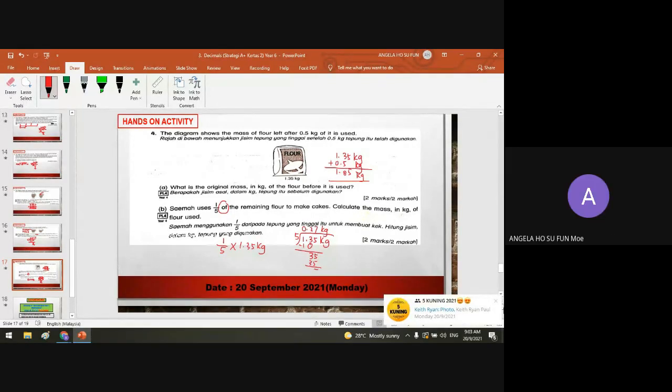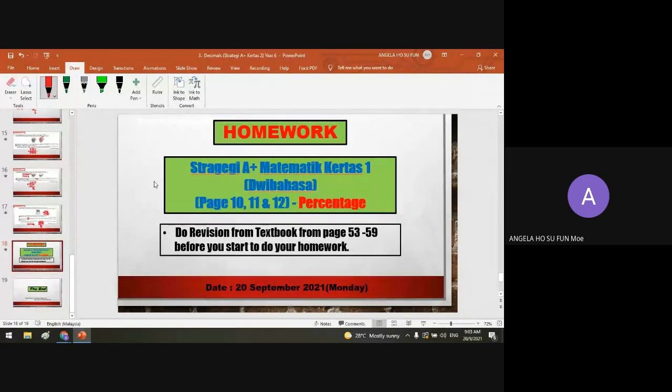Yes. Okay, so far so good, let's see your homework. You are going to do homework in your paper 1, page 10, 11, and 12 regarding percentage. If you really forgot already, you can do some revision on your textbook, referring to the examples given from page 53 until 59. You can start with the revision first if you are not very sure, or try out the questions, and if you cannot solve one, refer back to your textbook.